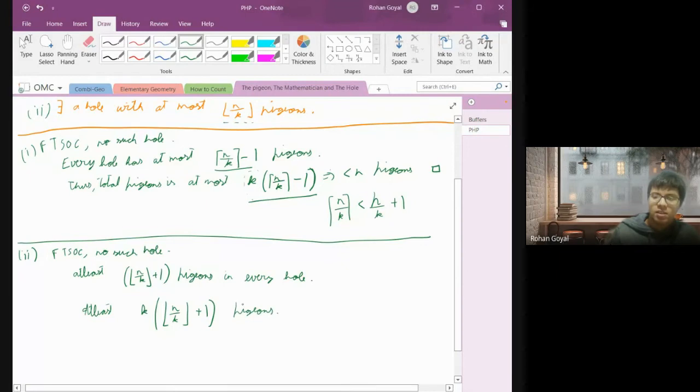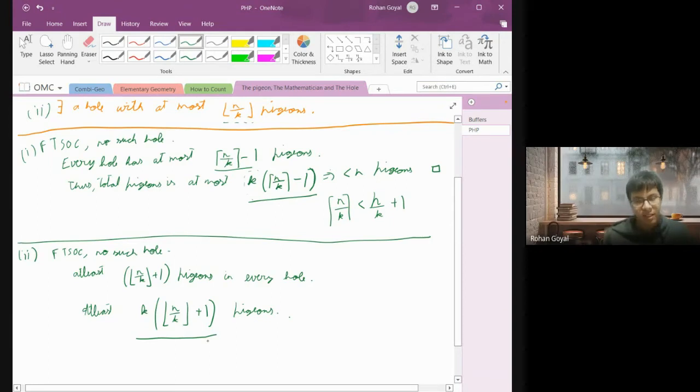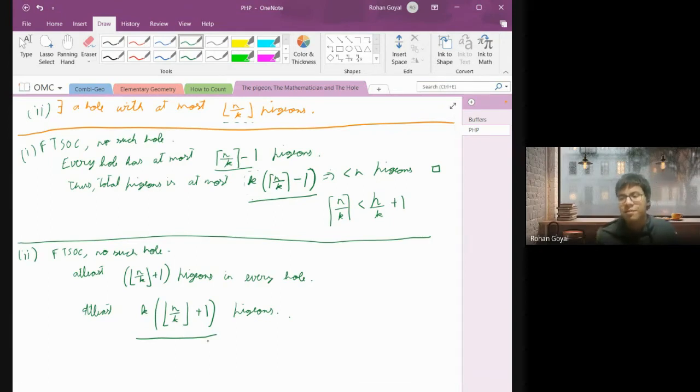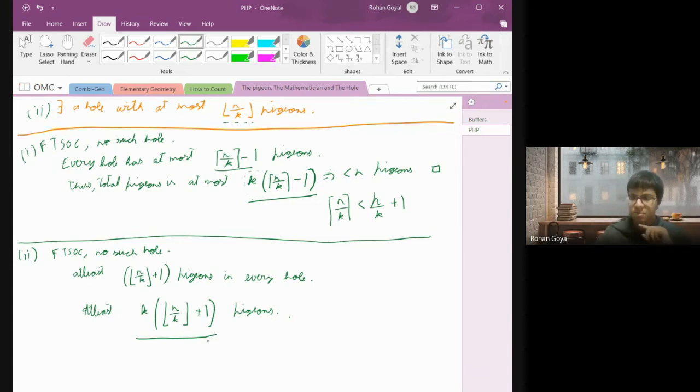But this is greater than n, you can check, which is a contradiction. We're saying at least this many pigeons are there, but we know there are total n pigeons. So this is the statement of PHP, the finite version that we care about now. We'll look at 2-3 examples and then I'll tell you what the infinite version is.